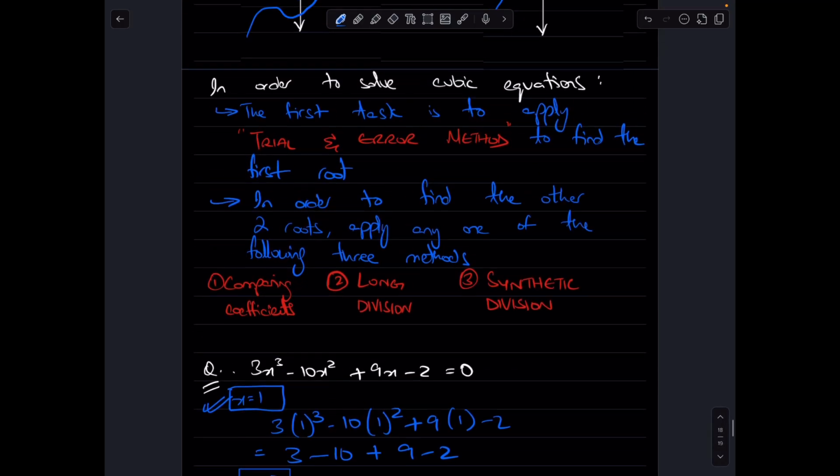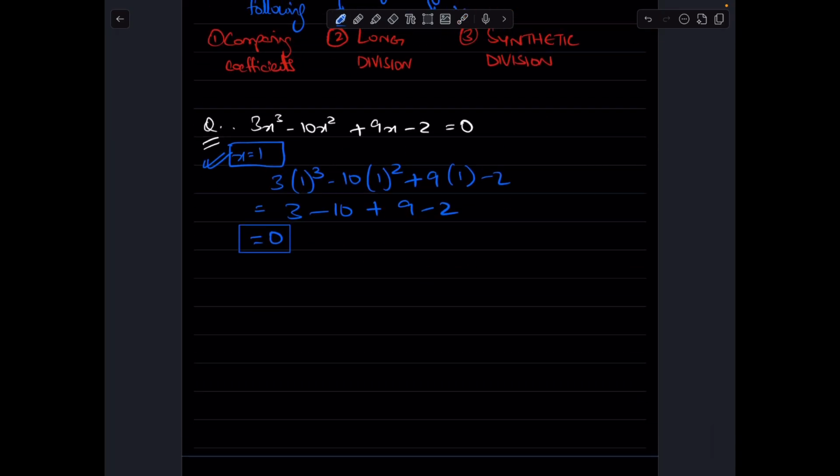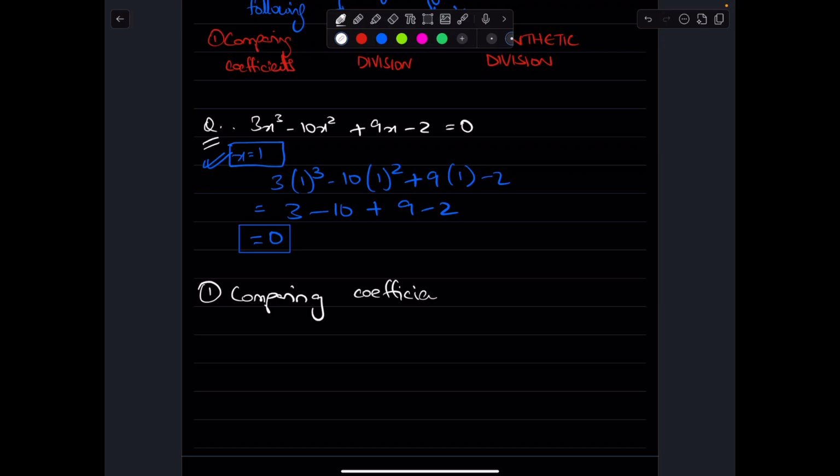Now to find the other two solutions, we can either apply comparing coefficients, long division, or synthetic division. And synthetic division is the underrated one. It's the easiest of the three. So first of all, let's apply comparing coefficients. I'll show you all three methods, and it's on you whichever method you find easier.